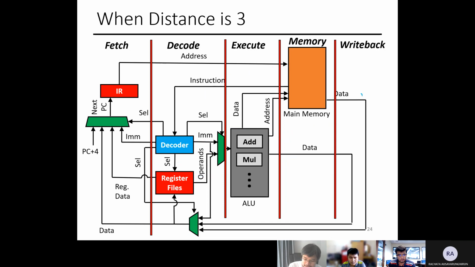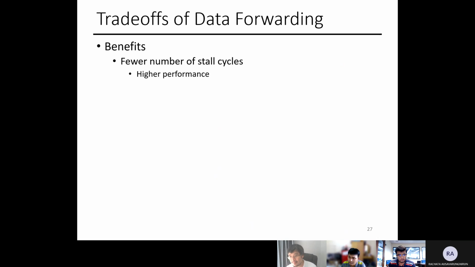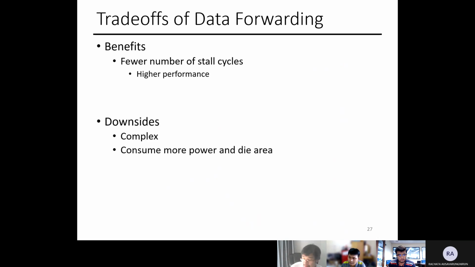When distance is 3, you can then forward this part to here, or this part to here, right? So these things allow you to forward the data at a time, so that you have the data ready for execution and you do not have to stall, right? So what are the trade-offs with data forwarding? The benefit is you're going to have fewer number of cycles, basically meaning higher performance. Perfect, yay. The downside is these are complex, right?